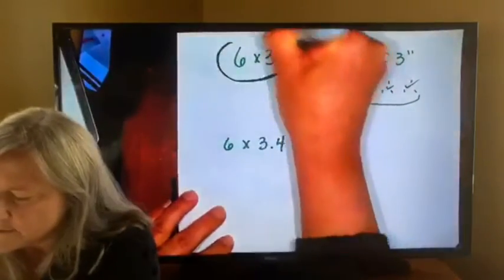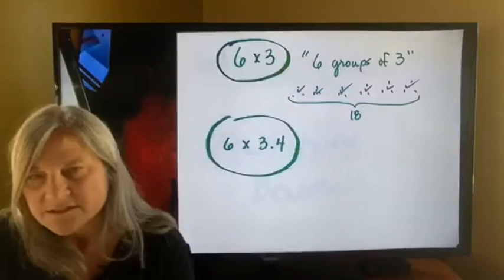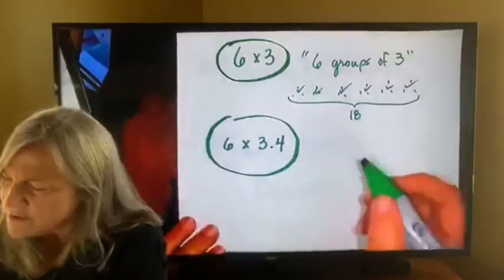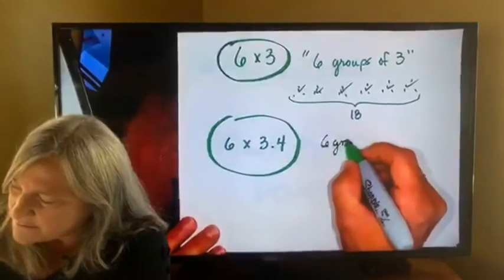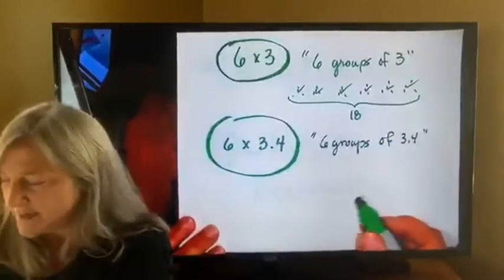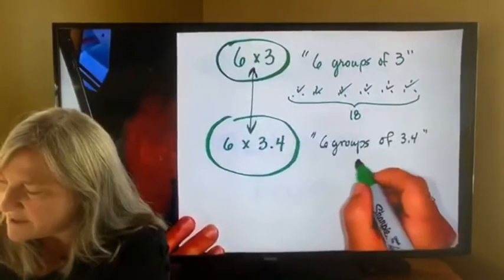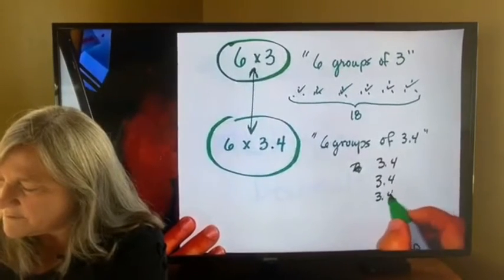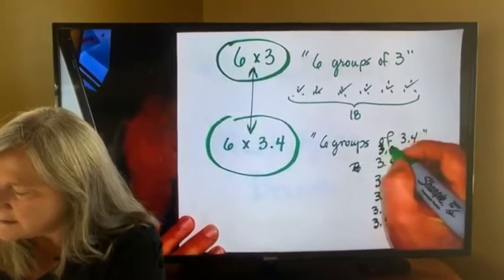It looks a lot like this one, but there's this extra added stuff. So what does it mean, and how do we use that to figure out what the answer is? So if 6 times 3 means 6 groups of 3, 6 times 3.4 means 6 groups of 3.4. Exact same thing. It's telling us the same operation. It just has different numbers. So what does that mean? Well, we have a 3.4, a 3.4, a 3.4, a 3.4, 1, 2, 3, 4, 5, oopsie-doodle, and 6.